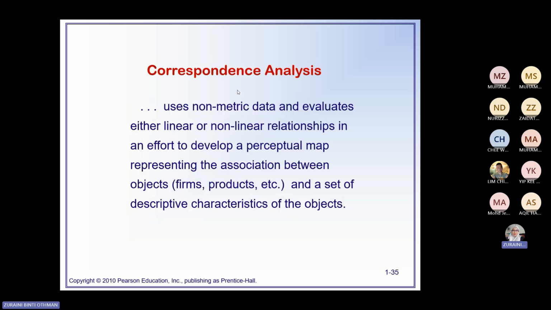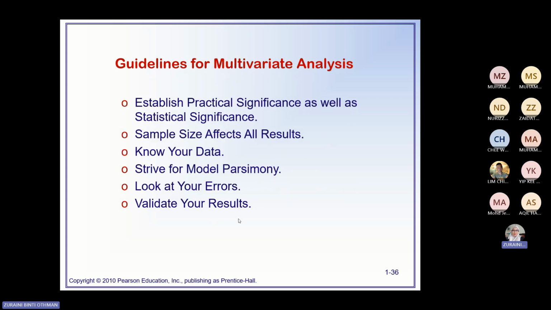And for the correspondence analysis is use non-metric data and evaluate either linear or non-linear relationship in effort to develop perceptual map representing the association between object, for example, firm, product, and a set of descriptive characteristics of the object. Okay. And this is the guideline for this multivariate analysis.